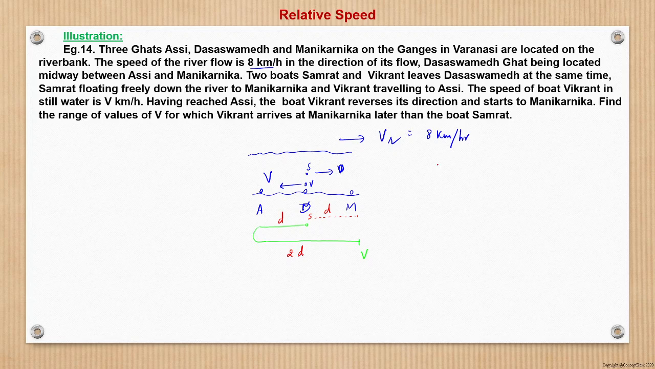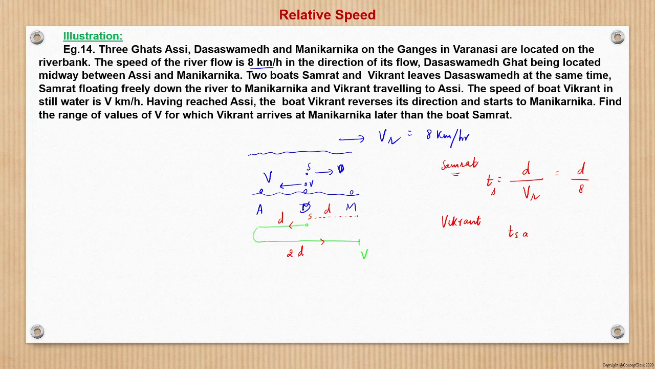Samrat is covering a distance of D at a speed VR, floating freely with respect to the ground. So that becomes D upon 8, and that is the time taken by Samrat. Whereas for the time taken by Vikrant, Vikrant first moves in this direction and then in this direction.